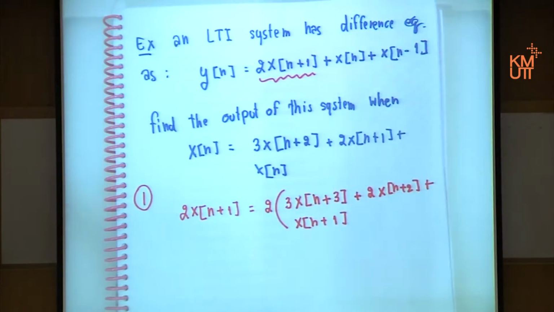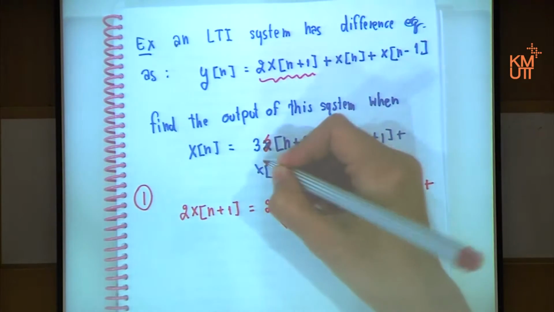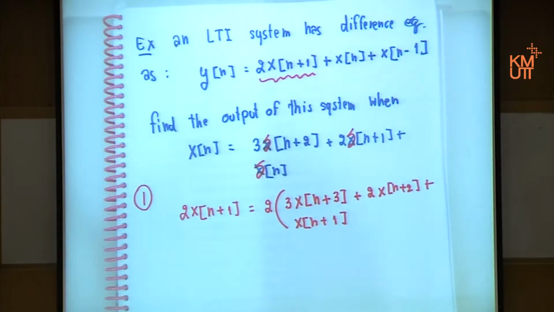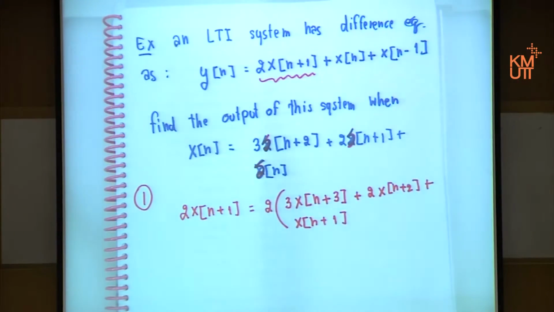Sorry, ขอโทษนะคะ I wrote it all wrong. This one should be delta.